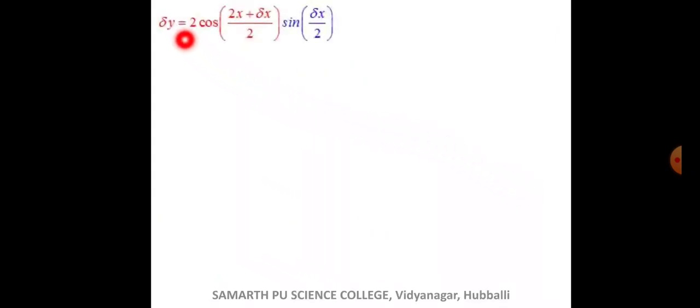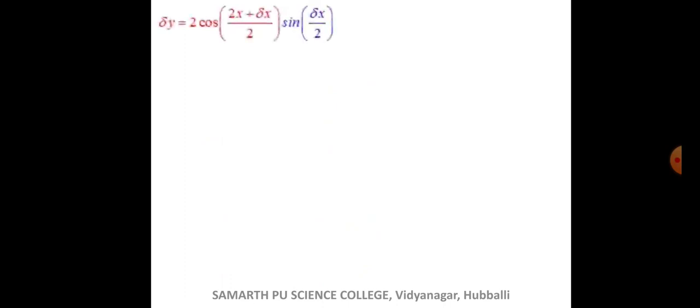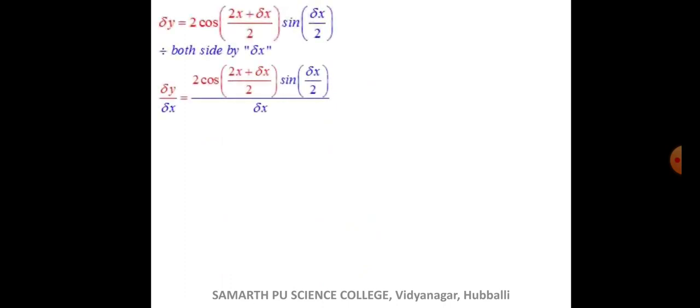After simplifying, delta y equals 2 cos((2x + delta x)/2) sin(delta x/2), because here x plus x minus x get cancelled, we remain with only sin of delta x by 2, and x plus x gives 2x plus delta x divided by 2. Also dividing both sides by delta x, we get delta y by delta x is equal to 2 cos((2x + delta x)/2) sin(delta x/2), whole divided by delta x.